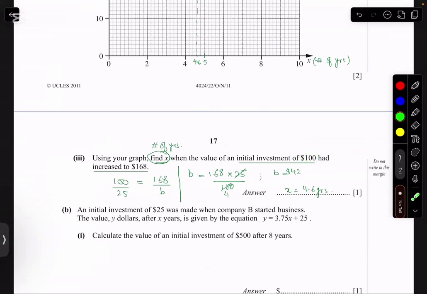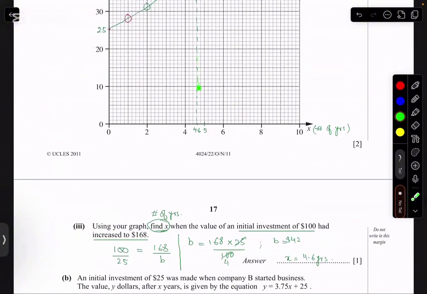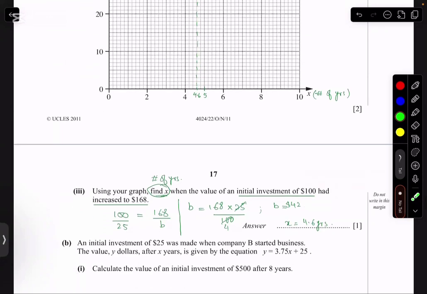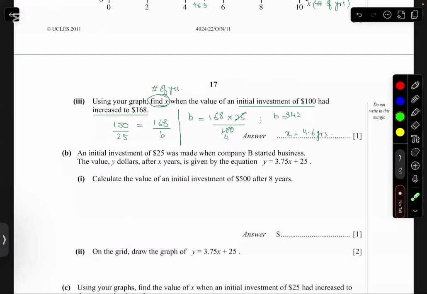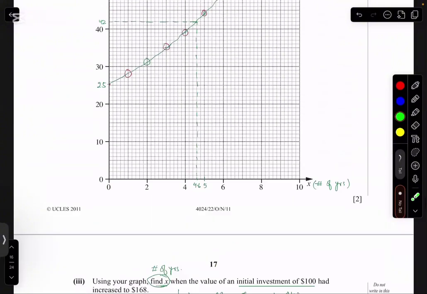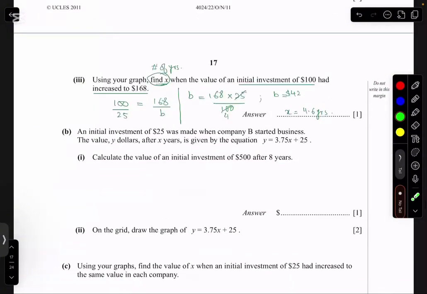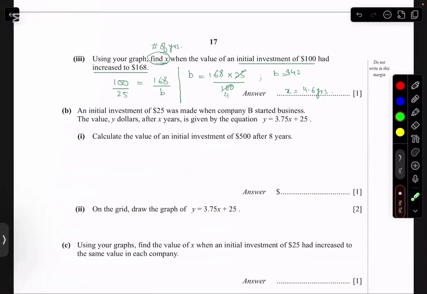ठीक है? So $100 की अगर आप investment करते हैं and it has become $168, तो ये कब possible हुआ? It was possible in the 4.6 year of the time. ठीक है मैम चलें, तो this was all about company A. ठीक है? company A का investment के बारे में this was all it was about.